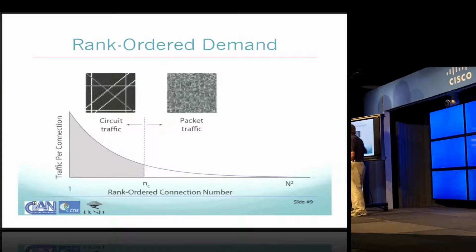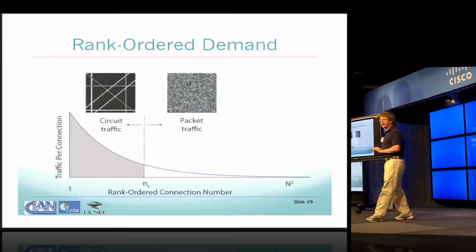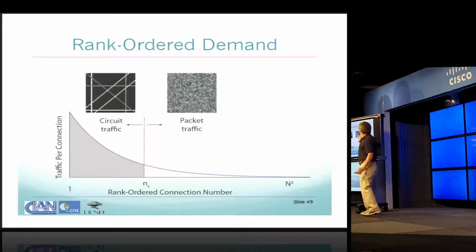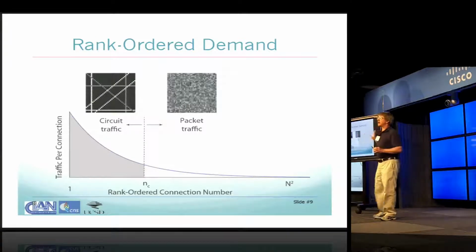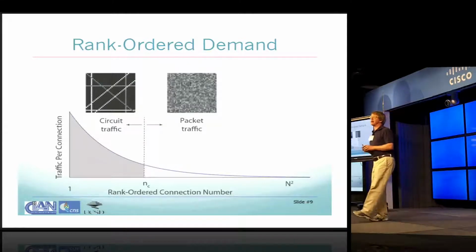And then all of this other traffic, which in terms of the total number of connections that the network needs to support is the majority of the connections. Those connections, which carry a significantly smaller portion of the traffic, are routed over the packet switch. And that's the principal motivation for studying hybrid networks.